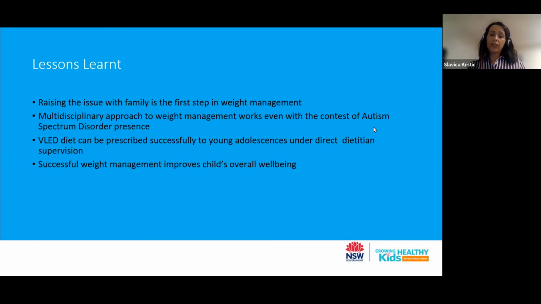And successful weight management, like we spoke about, improves a child's overall well-being psychologically as well. I've seen this girl when she commenced our service, and the last time I saw her, it is almost like a different child. She presents, she talks more, she's more engaged with the family, and a much happier person herself.